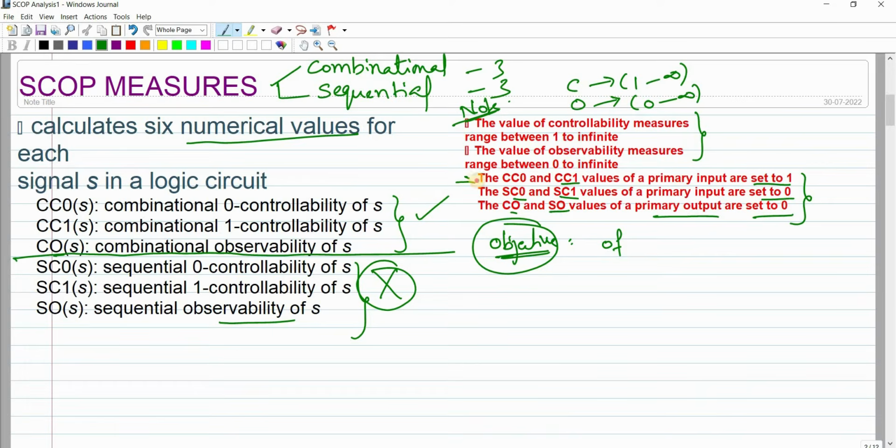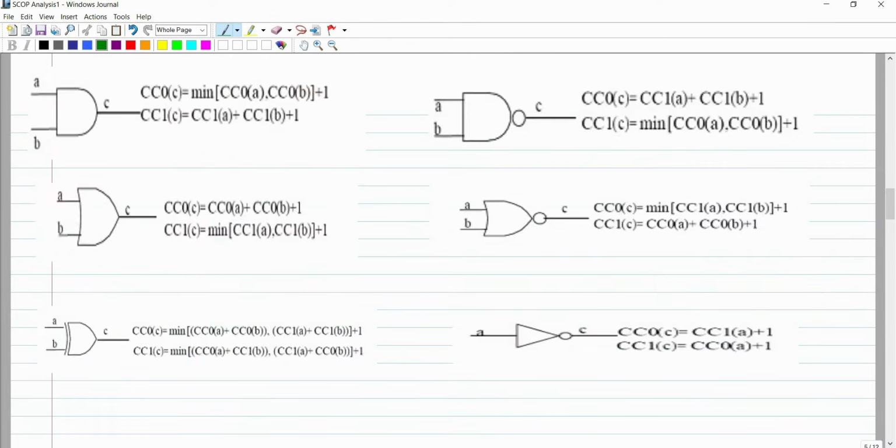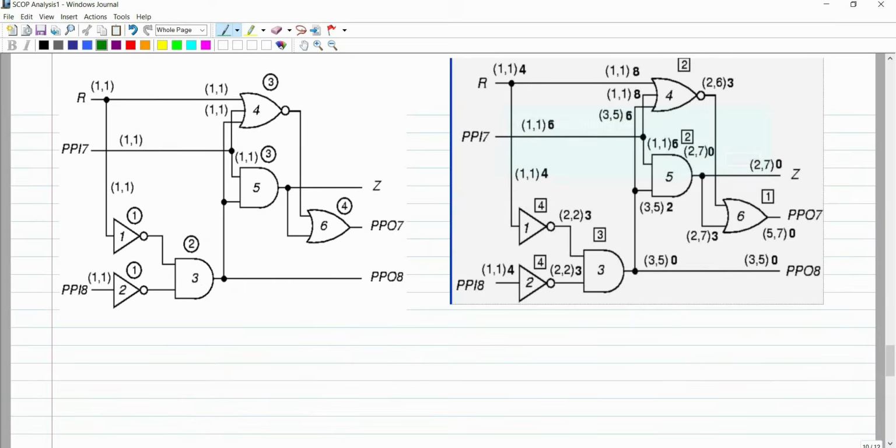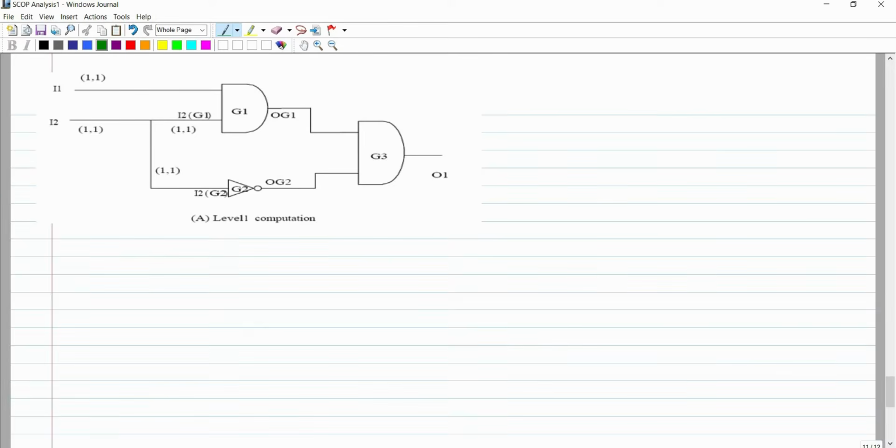In this video I am going to discuss only the combinational controllability now. This point is very important: for primary inputs, combinational 0 controllability and combinational 1 controllability are set to 1, 1. If you see the circuit, you can become familiar with what the primary inputs and primary outputs are. So let me show you the primary inputs and primary outputs in a given logic circuit. So let's see here. It is a simple circuit.